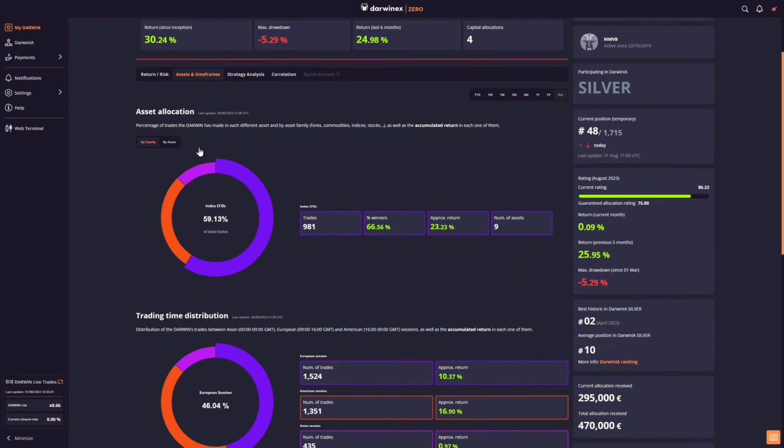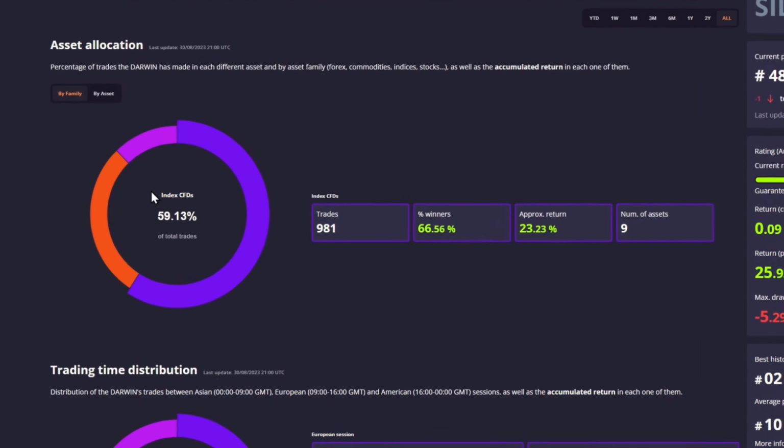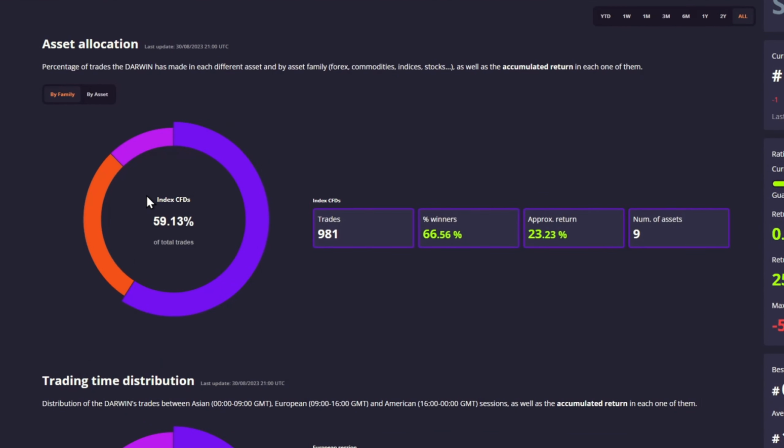The Asset Allocation section shows the percentage breakdown of assets traded. You can choose to view the asset classes traded using the Family tab. So here we can see about 2/3 of these are index CFDs, with about a quarter Forex and a much smaller number of commodity CFD trades. This provides invaluable information to the trader.